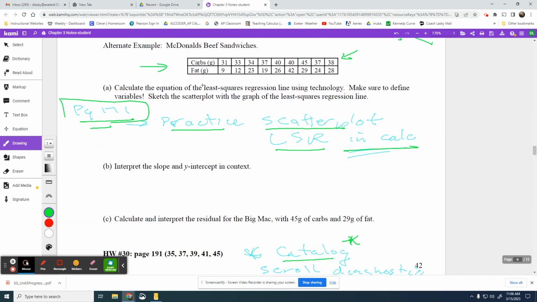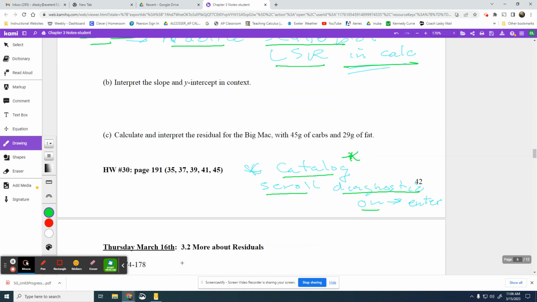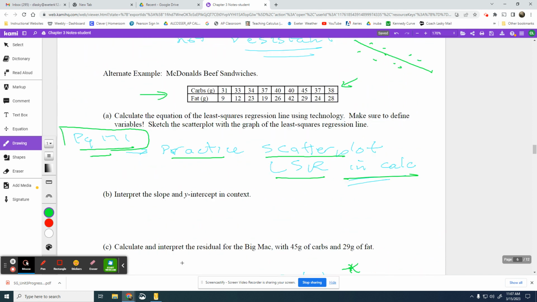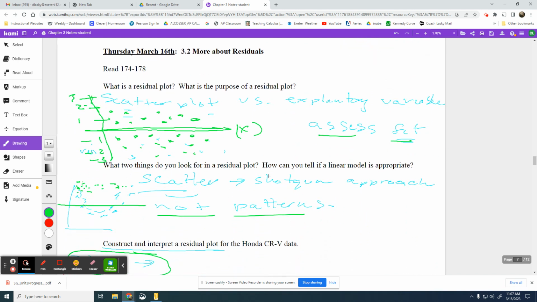So for this activity, and I'll put a picture of the solution later today, you're going to use page 171 and practice the least squares regression line. What I want you to make sure of though is you need to go to catalog, scroll down to diagnostic on, and hit enter. That'll help you as we move along. So you're going to use your least squares regression line. You're going to use page 171.